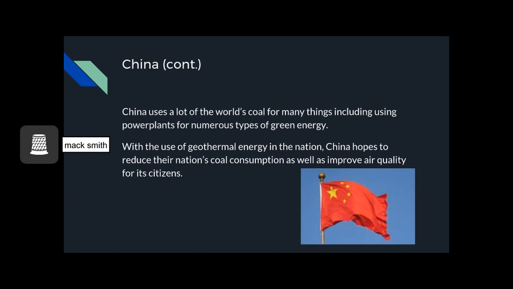Continuing on, China uses a lot of the world's coal for many things, including using power plants for numerous types of green energy. With the use of geothermal energy in the nation, China hopes to reduce their nation's coal consumption as well as improve air quality for its citizens.